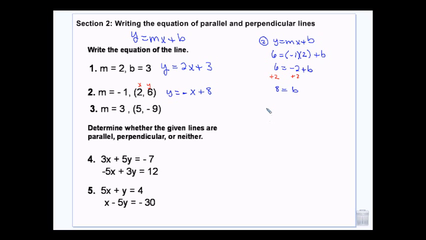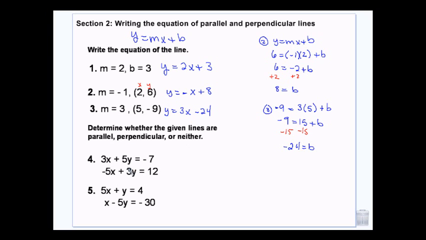Again, for number 3, I'll have to find B. So I plug in Y. Oops, that's -9. M is 3. X is 5. Don't know B. So -9 is equal to 15 plus B. Subtract that 15 from both sides. And I get -24. So Y is equal to 3x minus 24. Okay, so familiar?